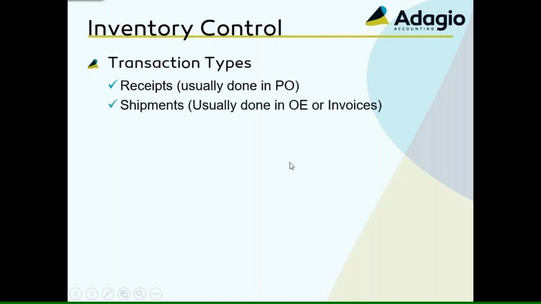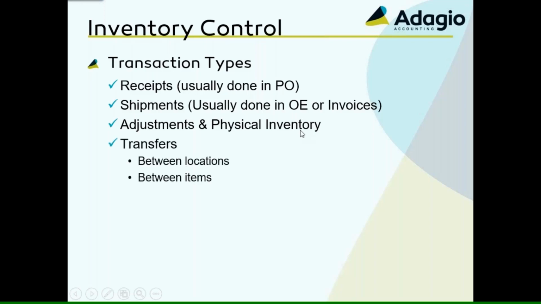You can post shipments directly in inventory control as well, although most of our clients would use Adagio Order Entry or Adagio Invoices to post the shipments out of inventory. You can post adjustments and do a physical inventory count. If inventory thinks that you have 15 of an item, but when you go and look, you only have 13, you can adjust quantities or costs in inventory as an adjustment.